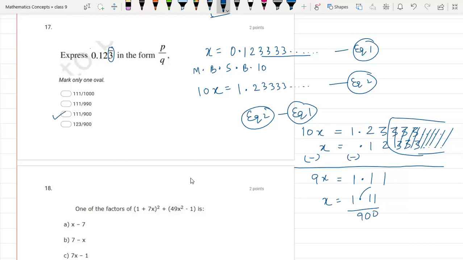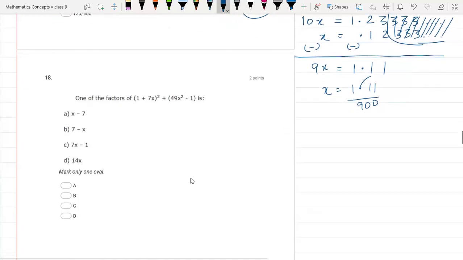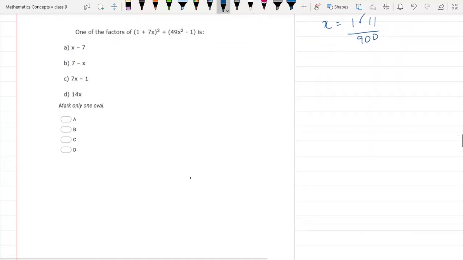Okay, you can solve this question by different methods, no issue. Question number 18. One of the factors of (1 plus 7x) whole square plus 49x square minus 1 is... First of all, this question is not completely simplified. So first we have to simplify it, and then only we can decide what could be the factors of this equation. So let's start.